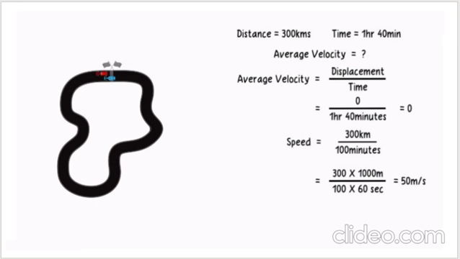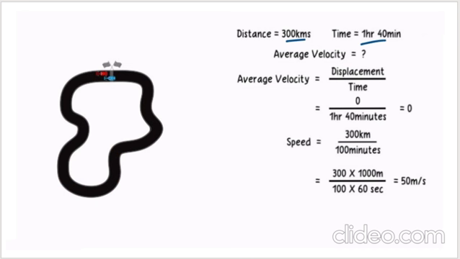Now, here as I explained you distance, let's say another condition: distance is 300 kilometers, and time is 1 hour 40 minutes. What is the average velocity? Now, average velocity is displacement by time. Now how do I find the displacement? Displacement is 0. So 0 divided by the time, 0 only. So average velocity is 0.